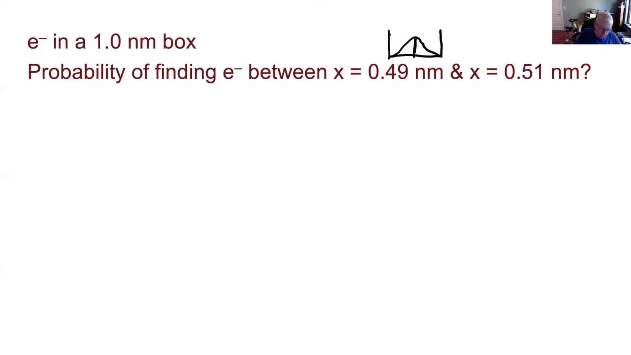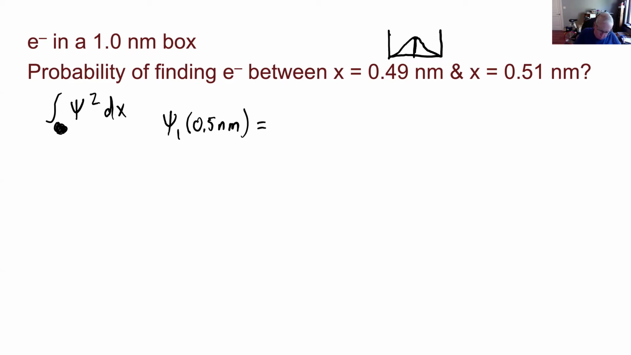My probability should be given by the integral. In principle, I'm not going to do the integral here, but it would be the integral of psi squared dx. What I said I'm going to do is make this a rectangle, so I'm going to find the value of psi squared at 0.5, because that's the midpoint of my region here. So let's do psi first. Let's do psi 1 of 0.5 nanometers. This is the value of the wave function at halfway across the box.